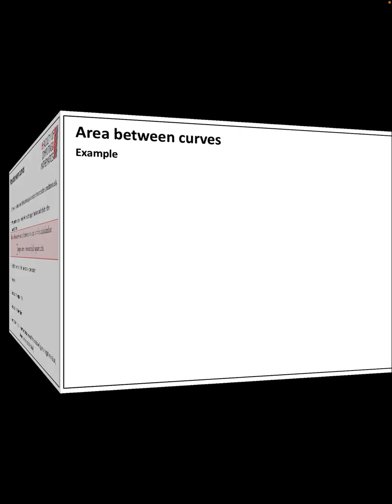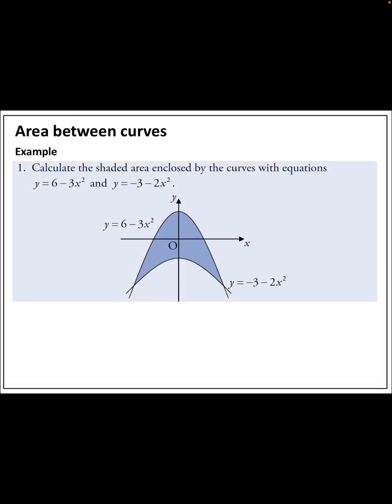Okay, so again, let's have a look. So we've got two curves, this one here being the upper curve, with this one here being the lower curve. So we would have 6 minus 3x squared minus bracket minus 3 minus 2x squared. And as you can see, I don't know what my limit is. I don't know where these two meet. So my limits would be there, but I don't know what they are, so I'm going to have to find them.